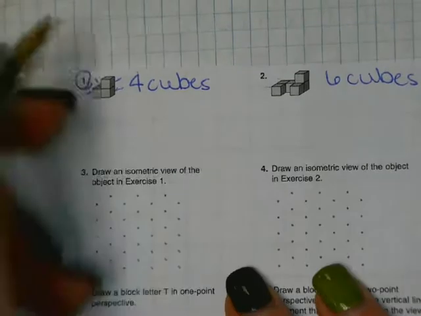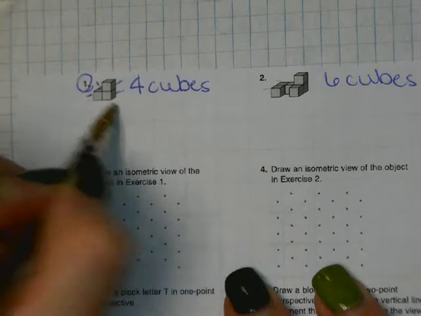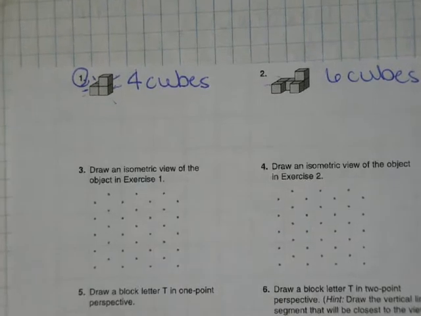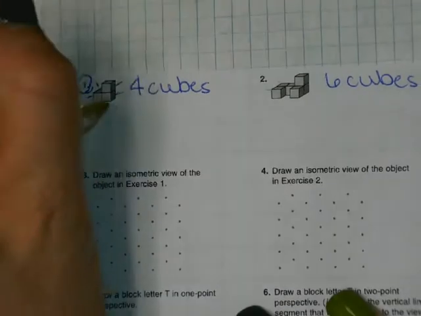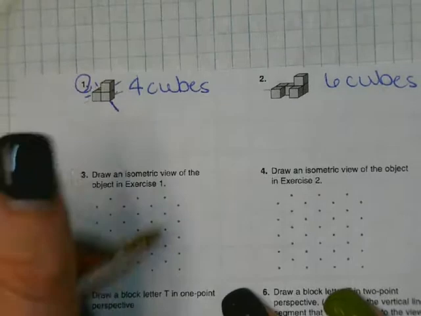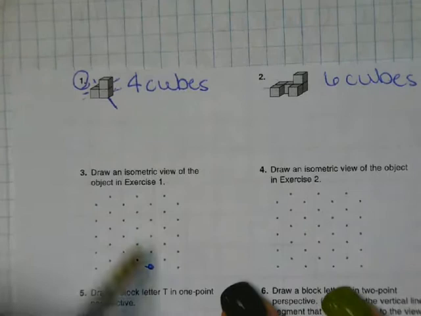So I always pick a point. If you want to start on this corner or you want to start on this corner, remember it is coming from a corner, and then you're kind of looking, it's kind of awkward to describe. So I'm going to pick this corner right here, and I'm just going to start on my paper. So this dot is going to be this corner.